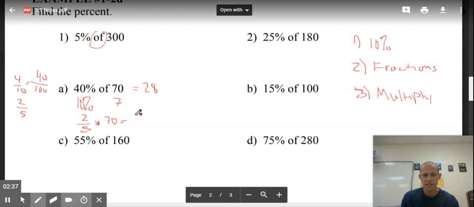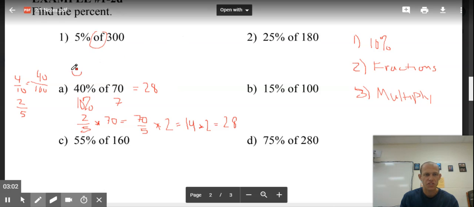So simplifying this, I'm taking 70 divided by 5, and then I'm multiplying that by 2 afterwards. So 70 divided by 5 is 14. Now I want to multiply by 2, which gives me 28. Same answer. And then the last method is multiply.